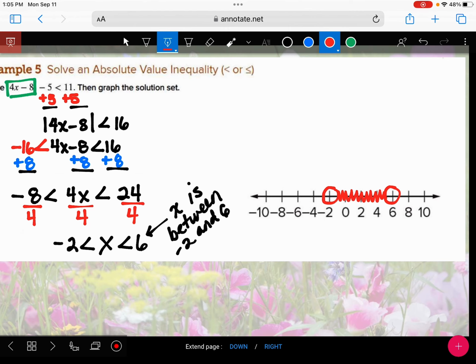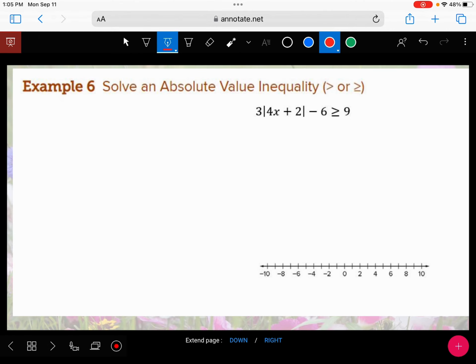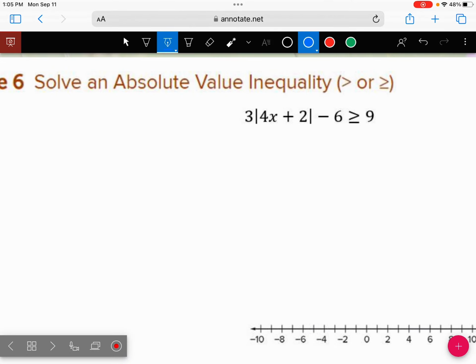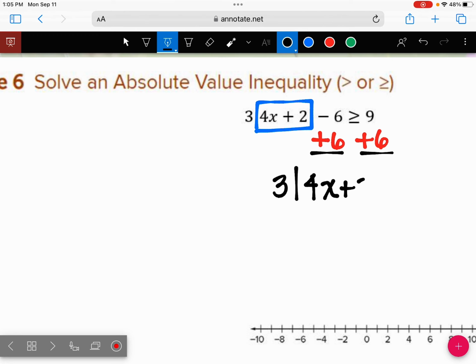All right, let's look at example 6. That's a greater than. So let's talk about greater than. For a greater than, we still start by getting this by itself. So what am I going to do first? I have to get rid of that -6. So how do I get rid of the -6? Plus 6. And then I have to get rid of that 3. I'm going to divide that.